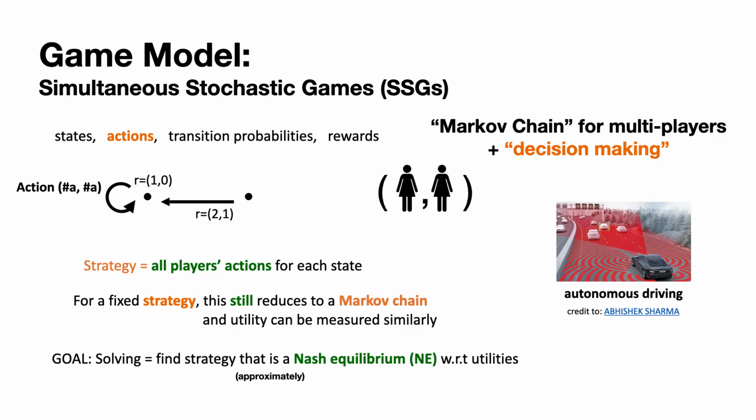These types of games are very prominent in our daily life. For instance, in autonomous driving, the future state depends on both other drivers and your own action, and different drivers may have completely different goals. Thus, this becomes a natural instance of simultaneous stochastic games.